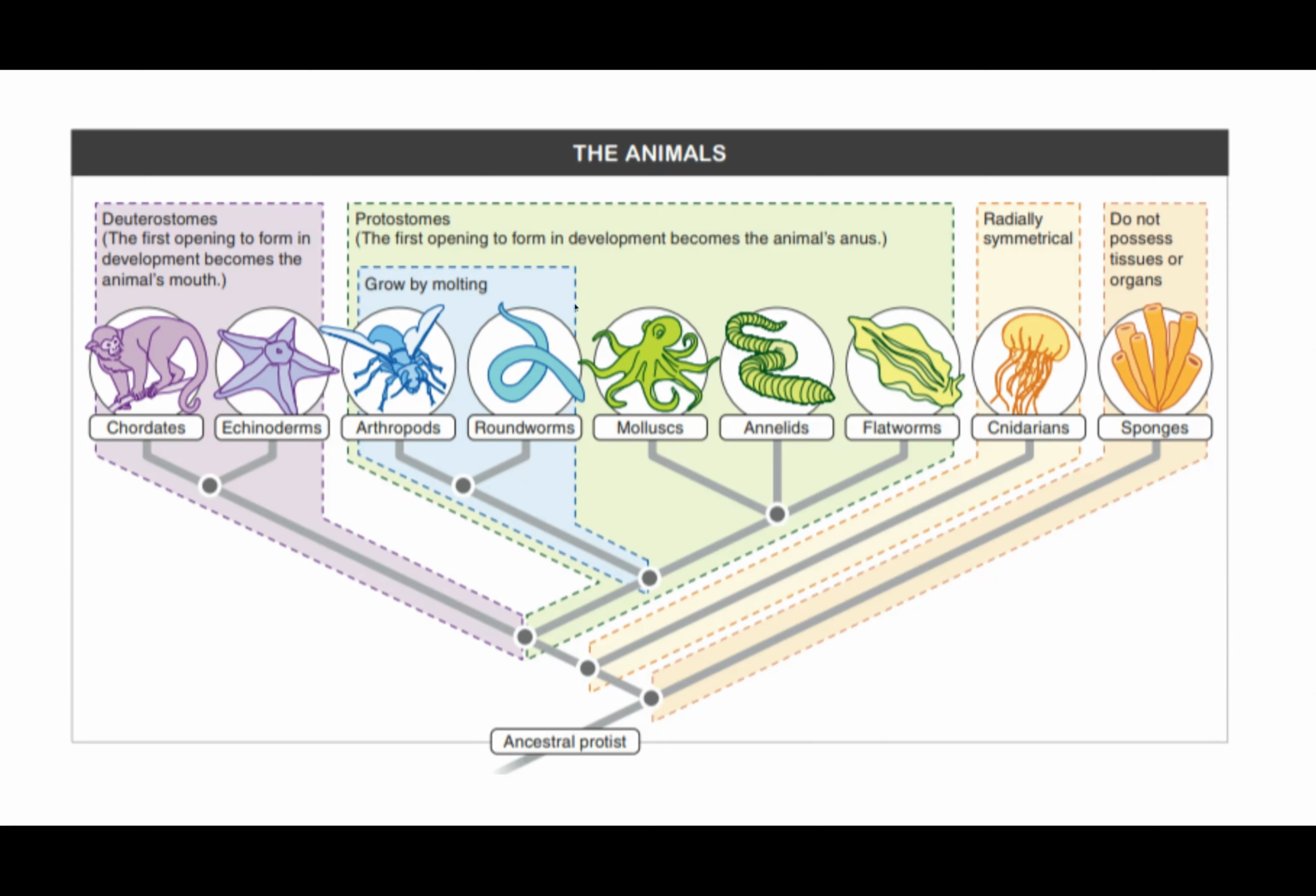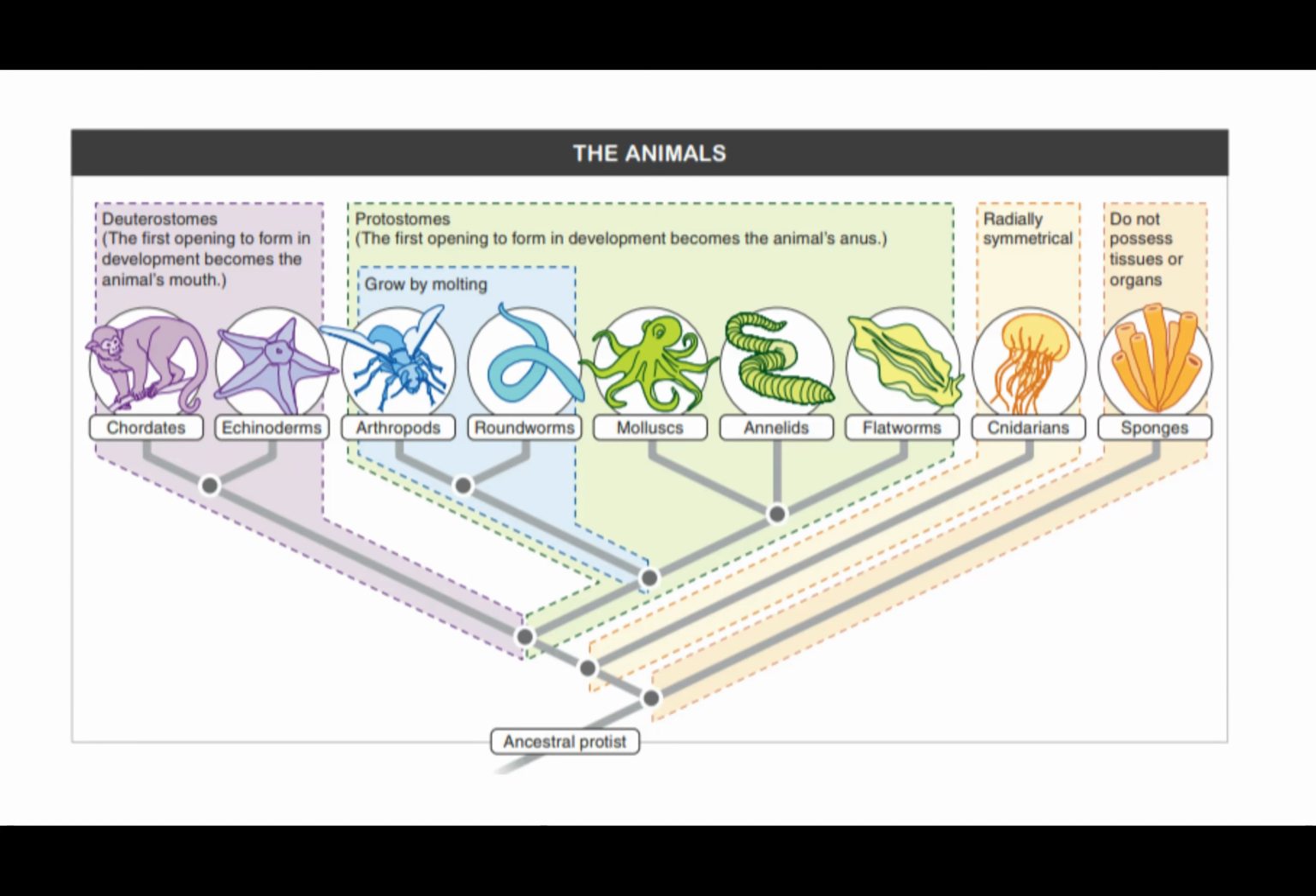That's in contrast to the protostomes, where the first opening inside you as you're developing becomes your anus. Again, weird thing to think about, but it is what it is. And then we have our cnidarians, which have radial symmetry, and then our sponges, which have no tissues or organs. So these are the four big groups.